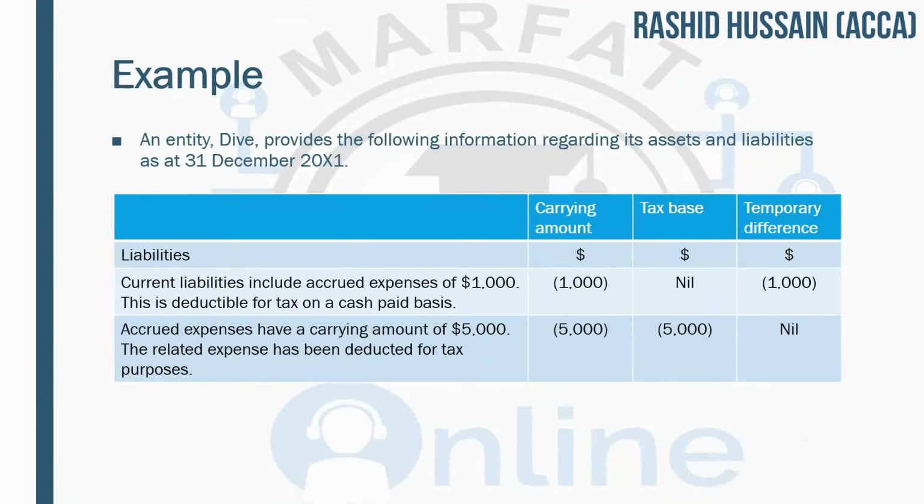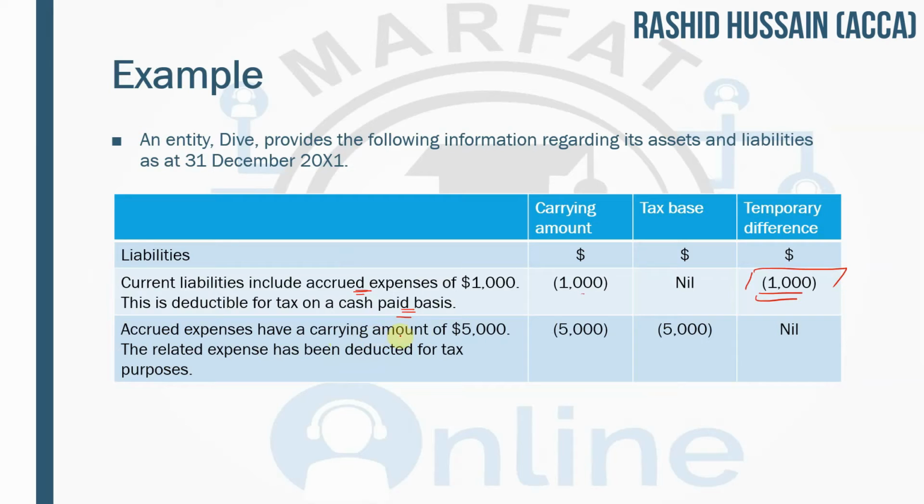Then we have some examples of the liabilities. Current liabilities include accrued expenses. Now we know accrued expenses are the expenses that belong to the current year but are not yet paid. This is deductible for tax on a cash paid basis. The tax authority is going to consider it when the actual expense is paid. So we have an obligation of 1000 but the tax base is nil. This will create the temporary difference.